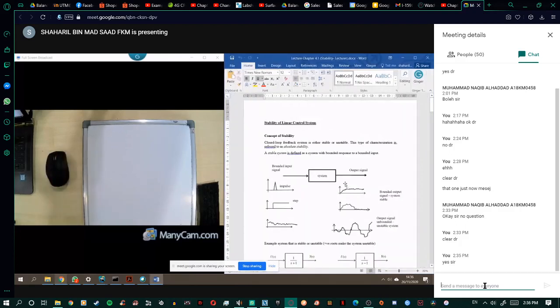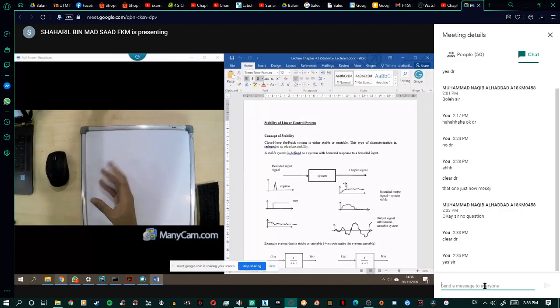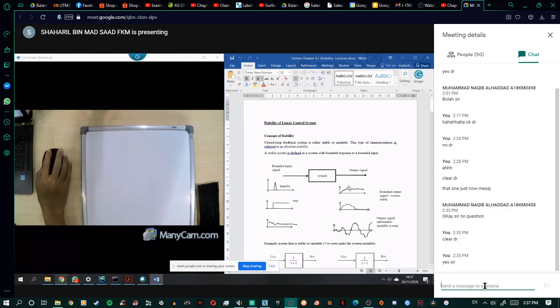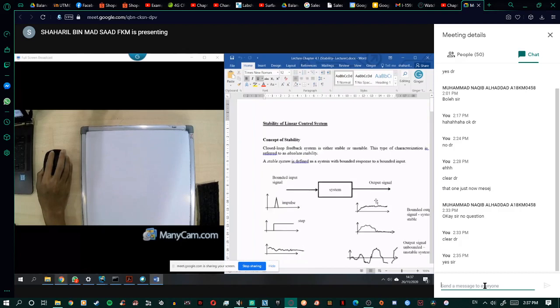So that's it. Stability of the control system. Like I said before, we have known the graph of our system, second order or first order, and we have also determined the steady state error. Done. Now we want to know whether our system is stable or not. There is one method to know that. So let's look at the concept of stability first.